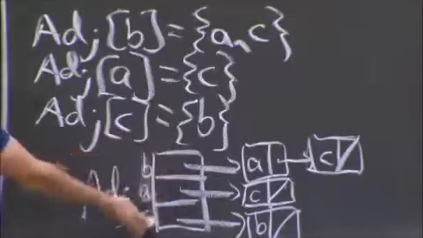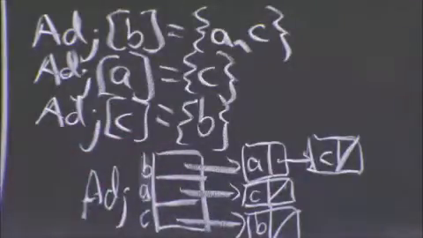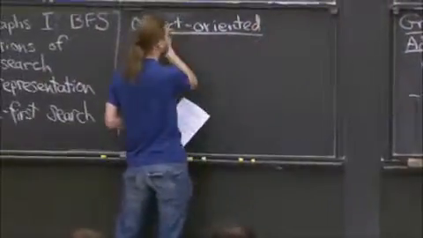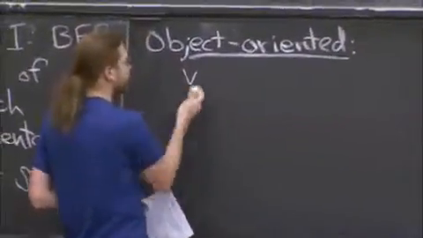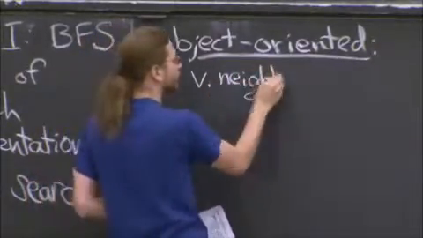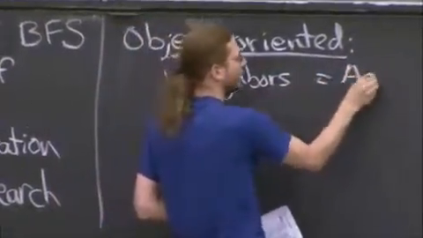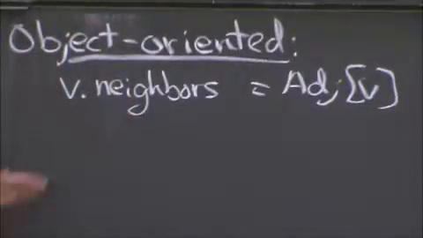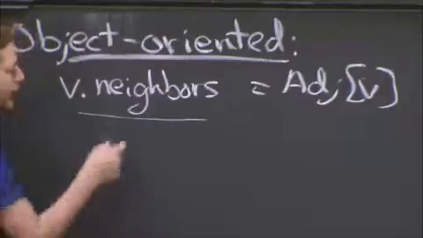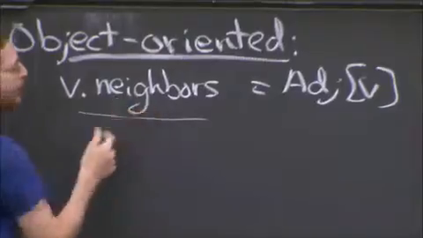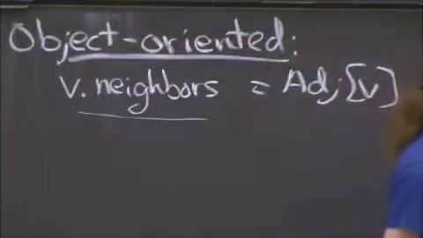This might be a hash table instead of an array if you have weirder vertices. You can also do it in a more object-oriented fashion. For every vertex v, you can make the vertices objects, and v.neighbors could store what we're defining over there to be ADJ of v. Okay? This would be the more object-oriented way to do it. I've thought a lot about this, and I like this, and usually when I implement graphs, this is what I do.